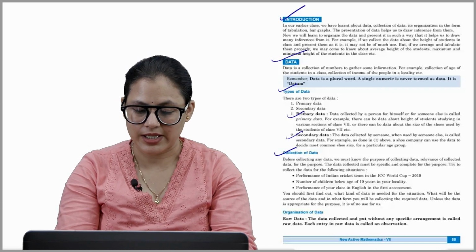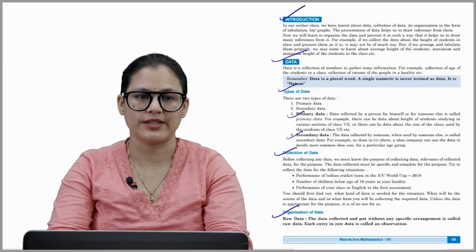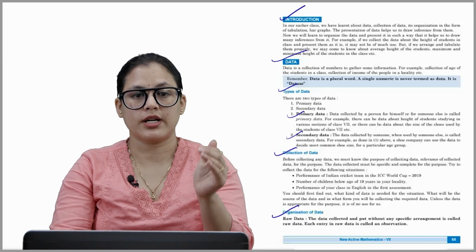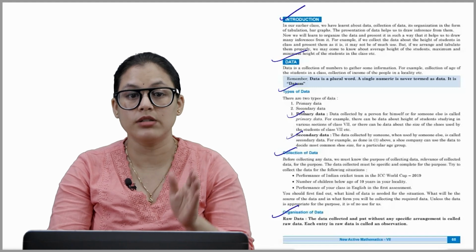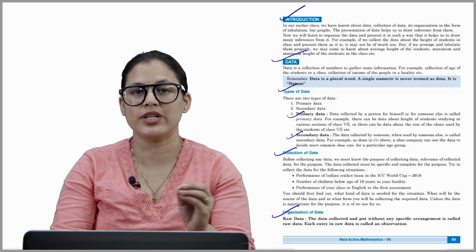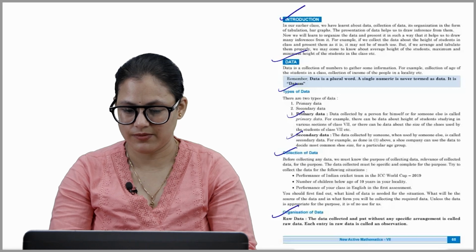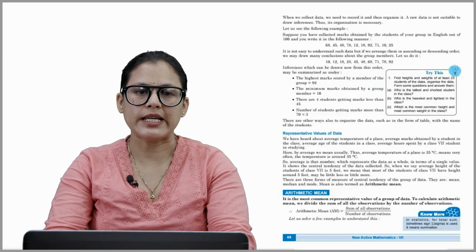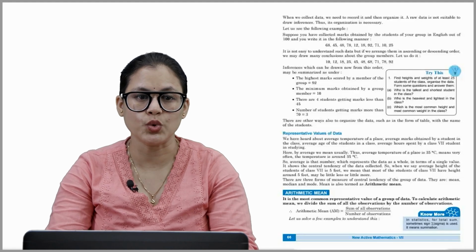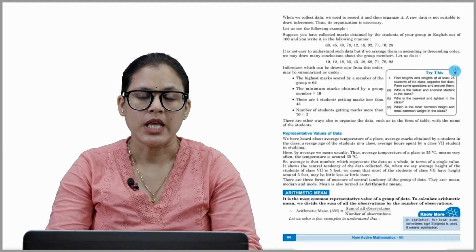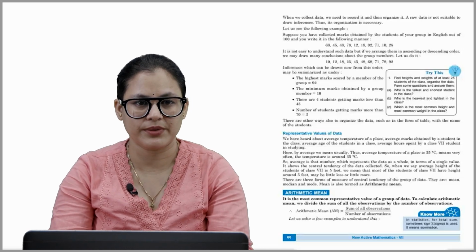Okay. Now let's find out how to organize data, that is organization of data. Raw data, the data collected and put without any specific arrangement is called raw data. Each entry in a raw data is called an observation. When we collect data, we need to record it and then organize it. A raw data is not suitable to draw inferences. Thus, its organization is necessary. Let us see the following example.